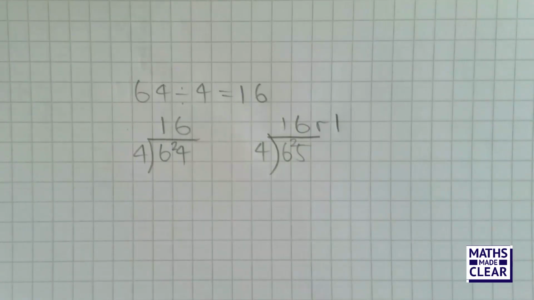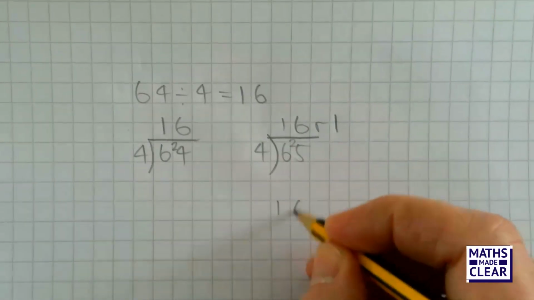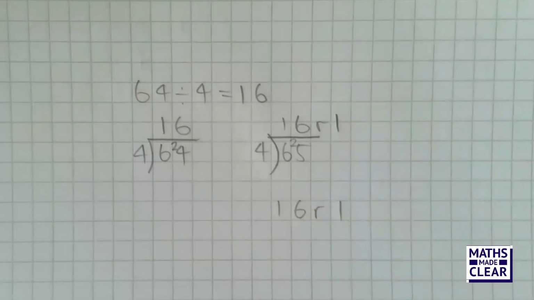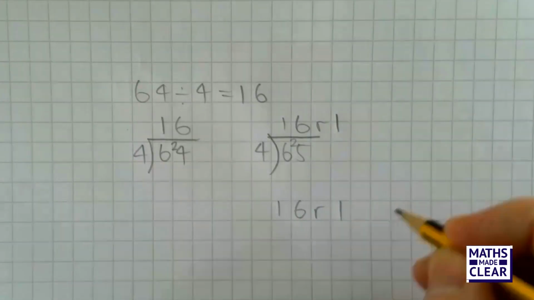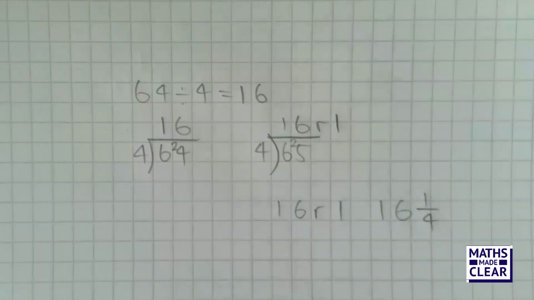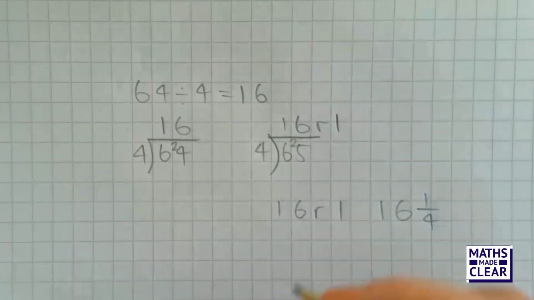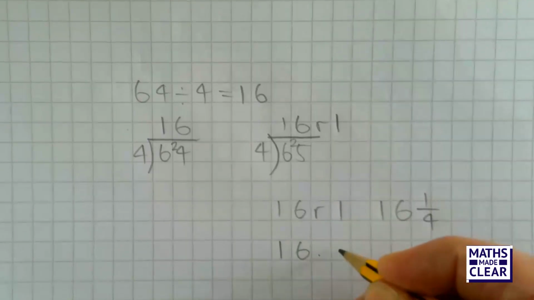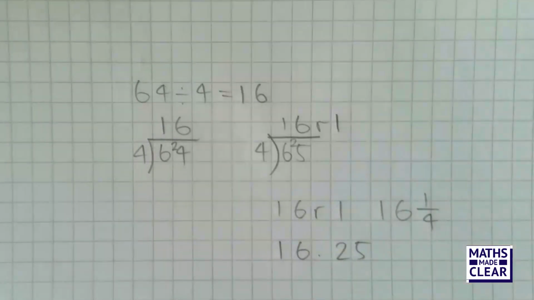So we could express this, we could show this answer as 16 remainder 1, or we could look at it in different ways. If we were thinking about fractions, this is 16 wholes and 1 part of 4. So we could say the answer is 16 and 1/4. Or if we're looking at decimals, we could say that this is 16.25. If you're interested in decimals and fractions, then go and have a look at our video on that.